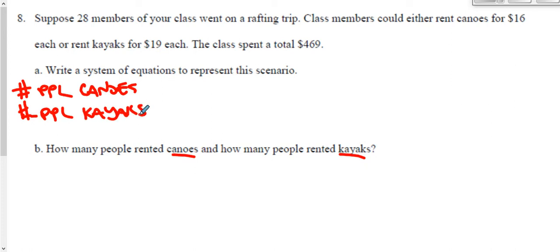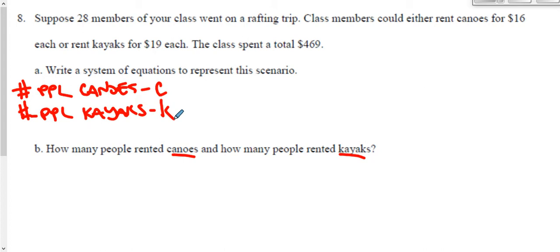Now to solve for these, I'm going to give them both variables. The number of people in canoes, we'll call that the letter C for canoes. The number of people in kayaks, we'll call that the letter K for kayaks. Now I know what my variables are. Now that we've got our variables, we have to write a system of equations, so we're going to write two formulas expressing something about these variables.